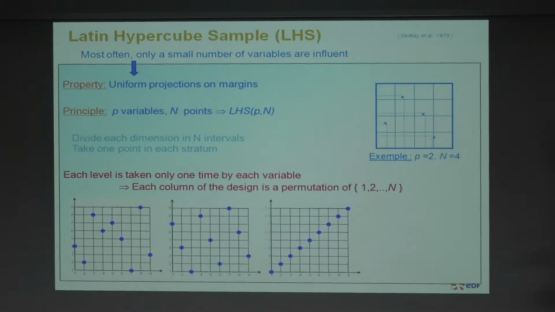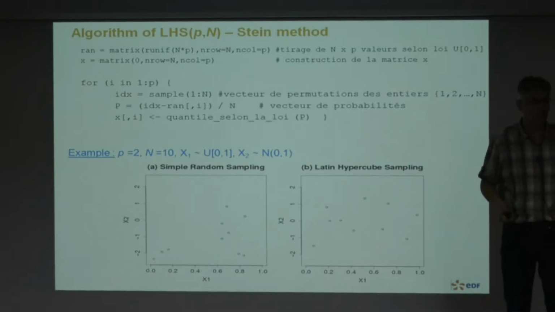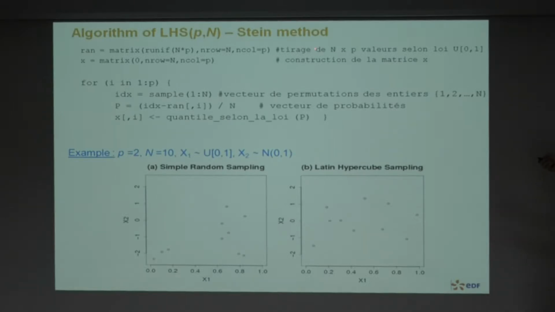Alors, how to build a Latin hypercube sample? It takes 2 lines in R. Here you have more lines, but this is because I build the matrix. So this is called the Stein method, because this is an article of Stein, Michael Stein maybe, I don't remember, in 1989. So you build a matrix, n lines, p columns. This is your matrix, n lines, p columns. This is a matrix of little perturbations that I will explain after.